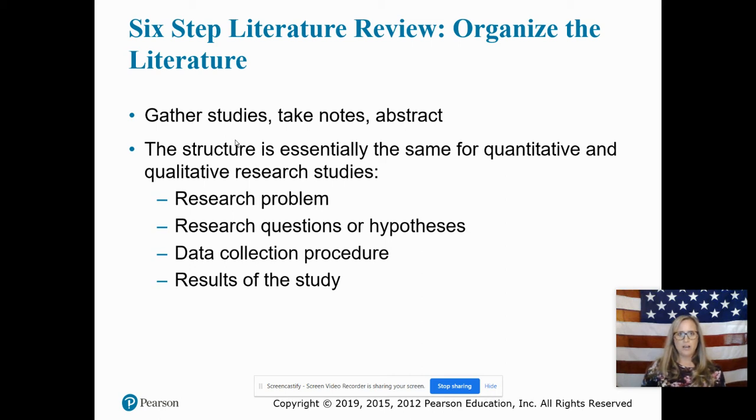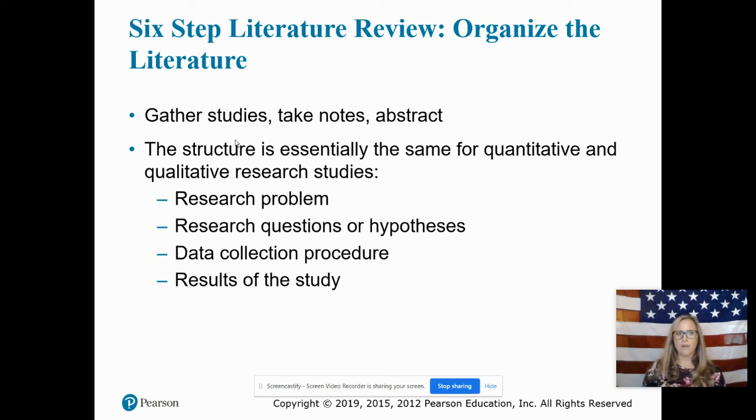So I would do a minimum of 15, and you will read them, and then you're going to take notes on them. So you'll scan them, you'll read the articles, you're going to take notes on them. You'll do the same thing for a qualitative versus a quantitative research study. And you're going to write an abstract for each article. So an abstract is basically a summary of that journal article.